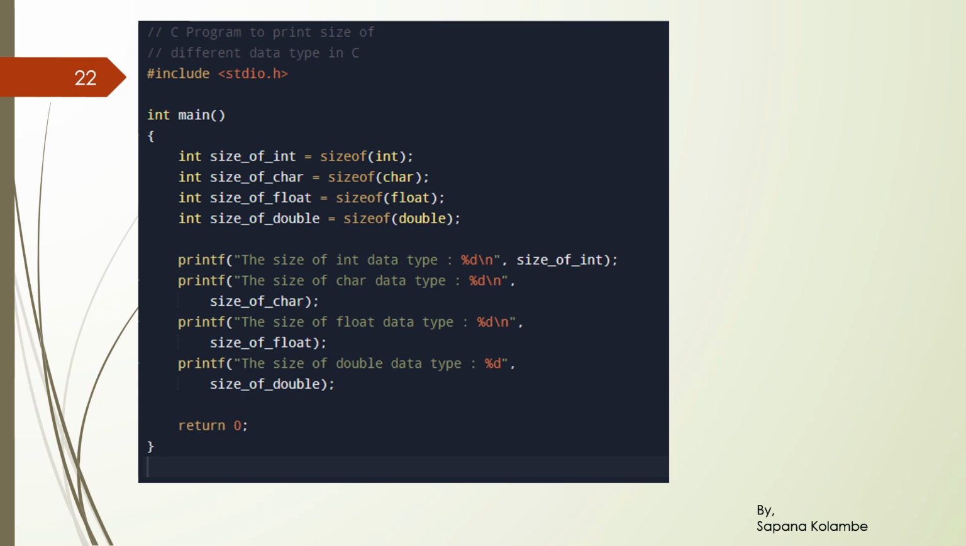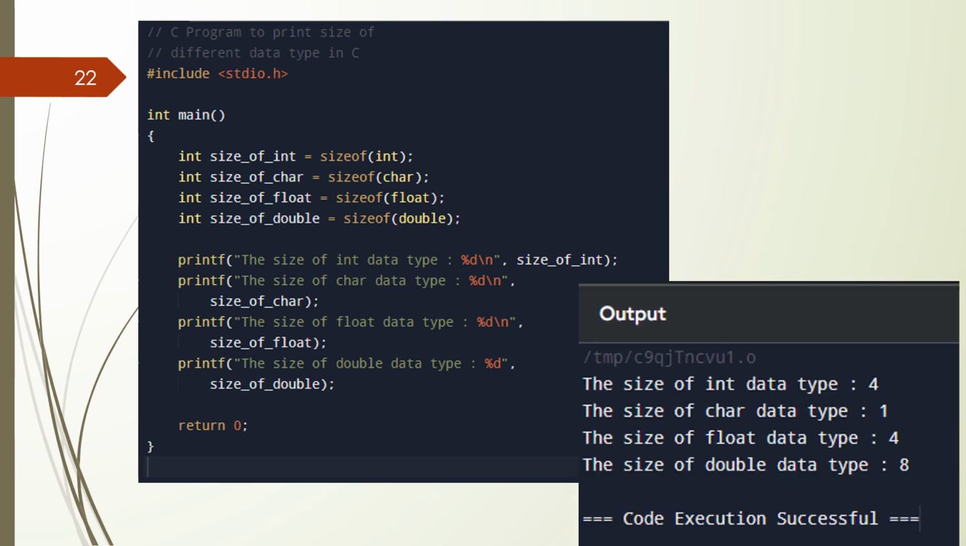So suppose you are writing a program where you have to find the size of each of the data types, for example sizeof integer, sizeof character, sizeof float, sizeof double. When you display the size of all these data types, you will get how many bytes it requires to store that particular data type. For example, integer is 4 bytes, character is 1 byte, float is 4 bytes, and double is 8 bytes. So it will give us the size, how many bytes are required to store that particular variable.